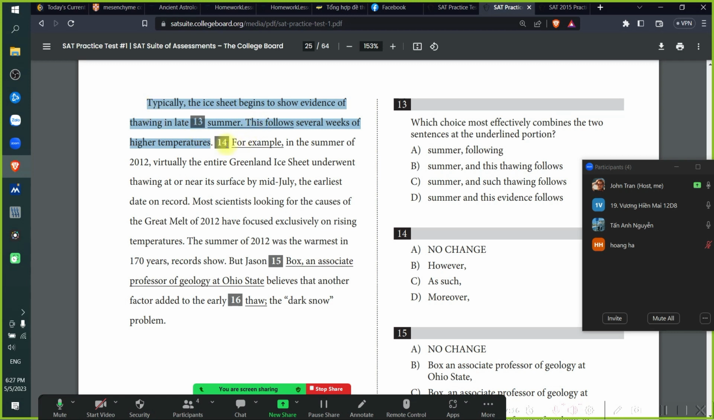Hai cái ý này nó rất là kết nối với nhau, cho nên là có phẩy thôi là được rồi. Nhưng nó phải có chữ and nữa nha. You need a comma and, because these two ideas in here are very well linked together. But why this thawing, but why this thawing, but not such thawing follows? Tại sao câu B mà không câu C?